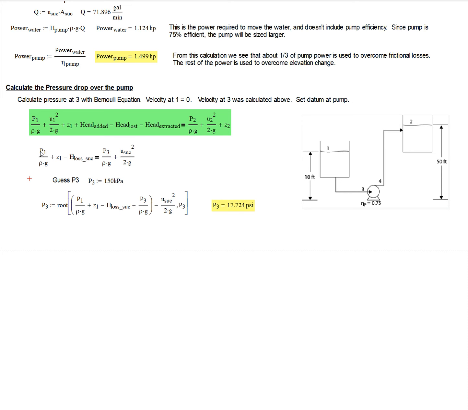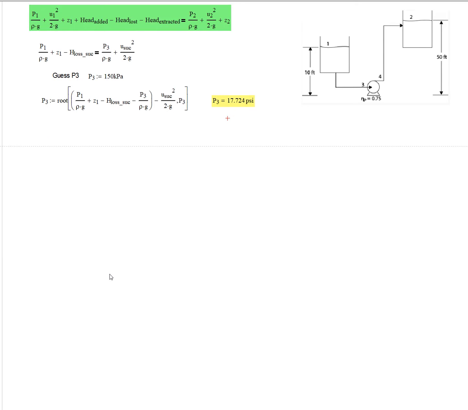We know what P1 is. We know what Z1 is. We know what our head loss is. We know what the suction velocity is. We don't know what P3 is. And so to make this just a little easier, instead of doing algebra, I was lazy here and I used the root function, and we get a value of 17.724 psi. So notice this is atmospheric pressure, P1, and we have an increase of about 3 psi from position 1 to position 3.